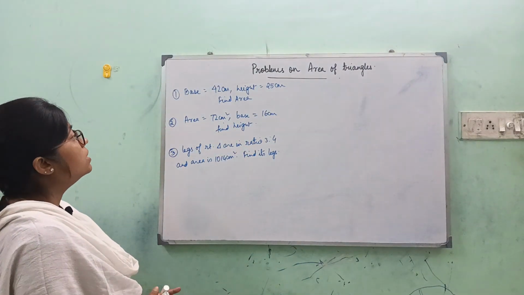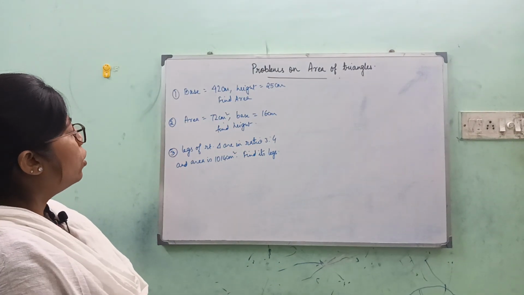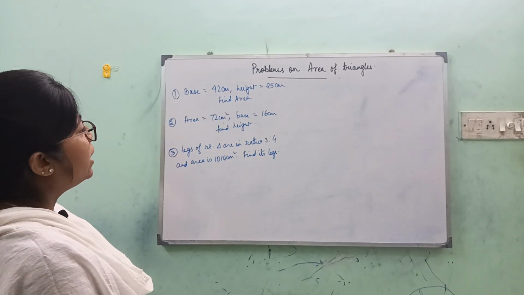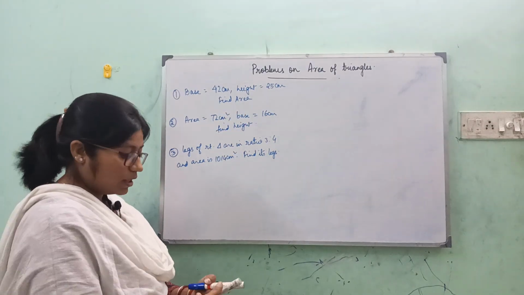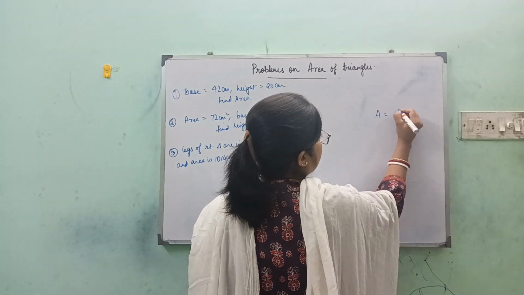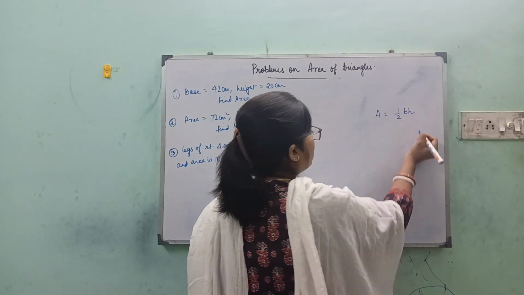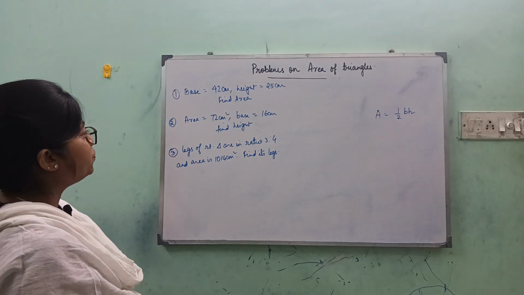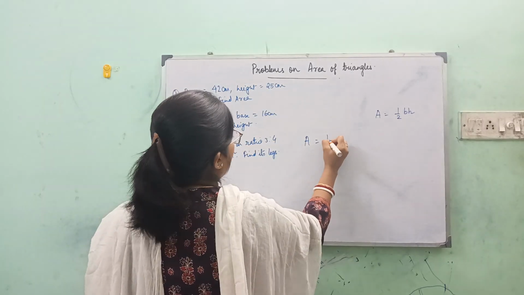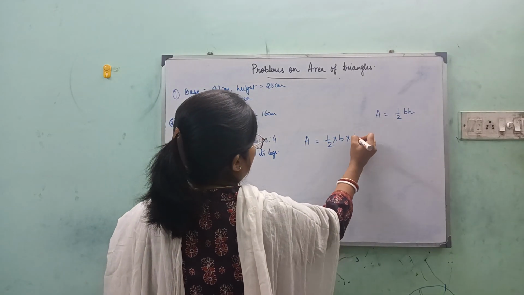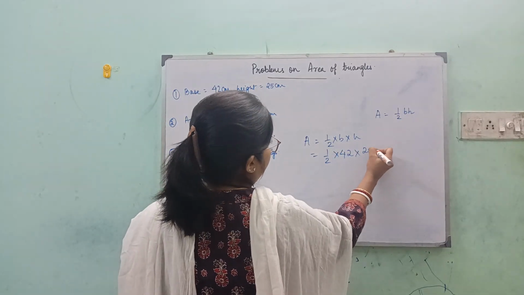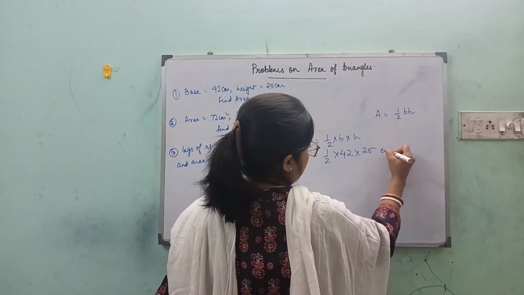The first sum on board says the base of a triangle is 42 centimeter, its height is 25 centimeter, and you are asked to find the area. Okay, so base and height are given. For that, we had already studied for a triangle whose base and height are given, area is half into base into altitude. Using this formula directly, area would be half into base into height, that is half into 42 into 25 centimeter square.